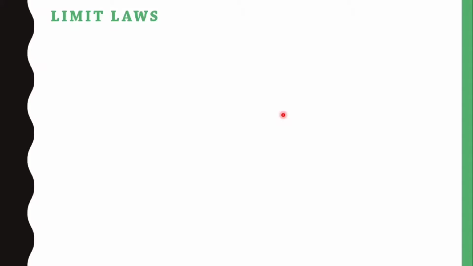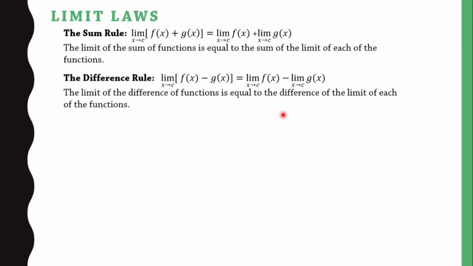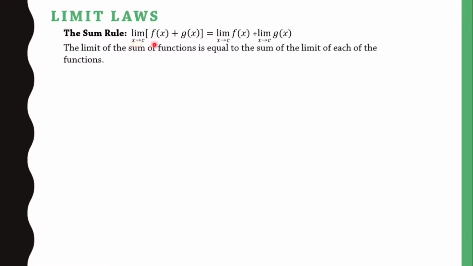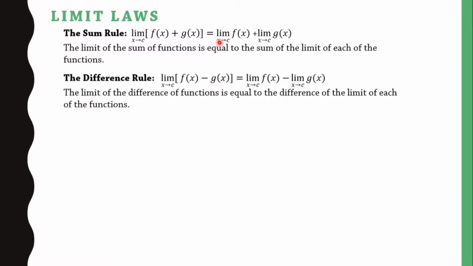The next limit law is called the sum and the difference rule. Basically, the sum and the difference rule are similar. For the sum rule, it says that the limit of f of x plus g of x as x approaches c is equal to the limit of f of x as x approaches c plus the limit of g of x as x approaches c. So what we do here is separate the addends and get their limits one by one. The only difference between the sum and difference rule is the plus and the minus sign. Aside from that, they're basically similar.